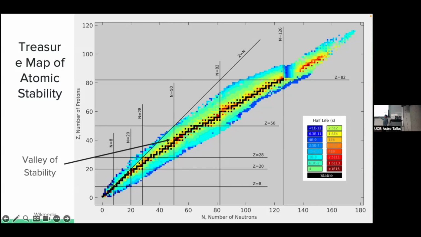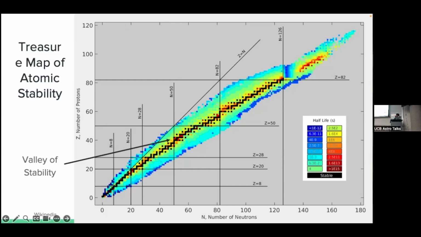So then the other feature that I want to point out here is that you'll notice there's a one-to-one line that's drawn here. And you'll notice that the valley of stability peels away from that. It takes more and more neutrons as you get heavier and heavier elements for an atom to be stable.